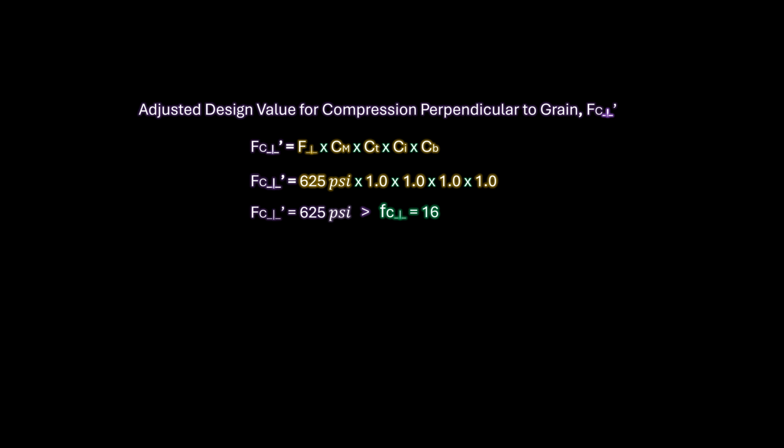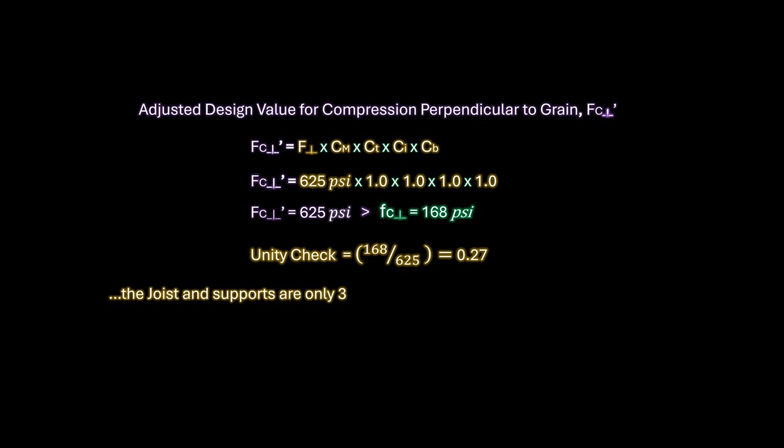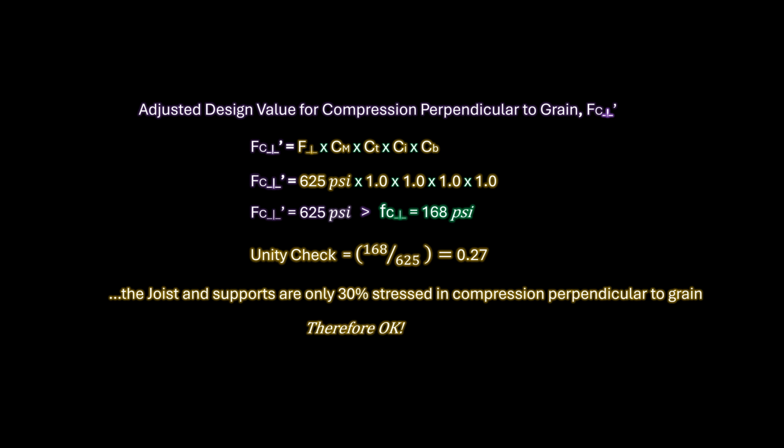This is greater than the actual demand compressive stress perpendicular to grain of 168 pounds per square inch, which we determined was the maximum compressive stress at the supports based on the loading. The unity check is 0.27, meaning that the joist and supports are only 27% stressed in compression perpendicular to grain. This means that the joist and top plates are adequate in compression perpendicular to grain.